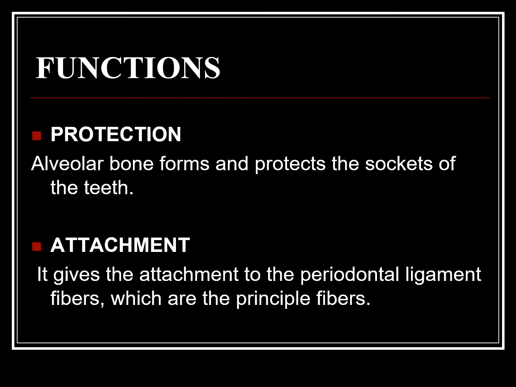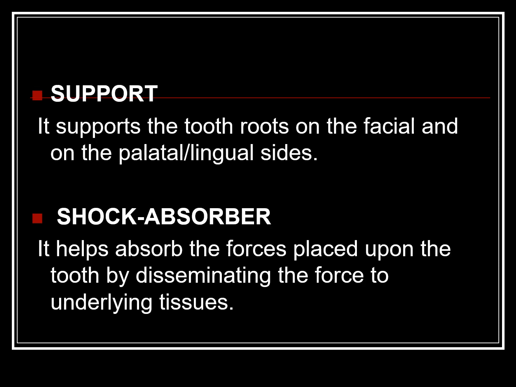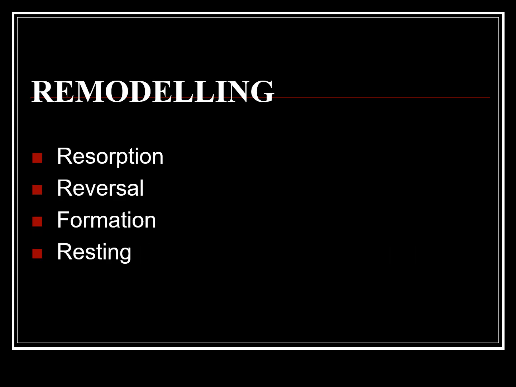Functions. Alveolar bone forms and protects the sockets of the teeth. It gives the attachment to the periodontal ligament fibers, which are the principal fibers. It supports the tooth roots on the facial and on the palatal and lingual sides. It helps absorb the forces placed upon the tooth by disseminating the force to the underlying tissues. There is a process of remodeling in which there is resorption, reversal, formation of bone, and there is a stage which is called a resting stage, when there is no formation and no osteoclastic activity.